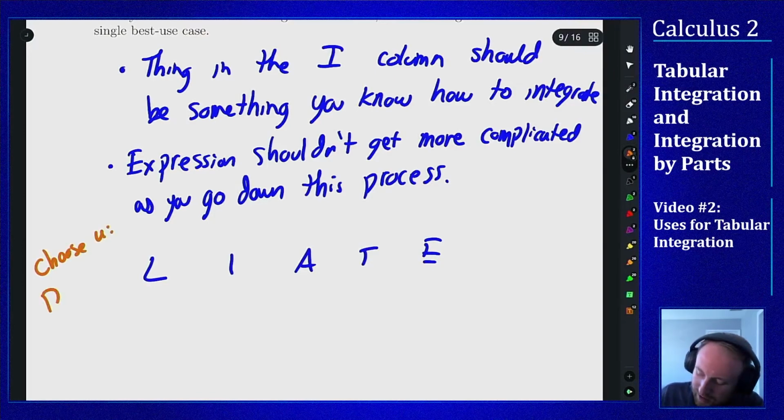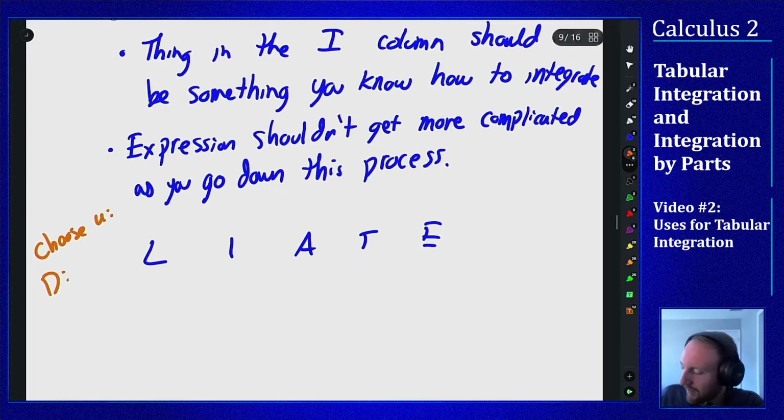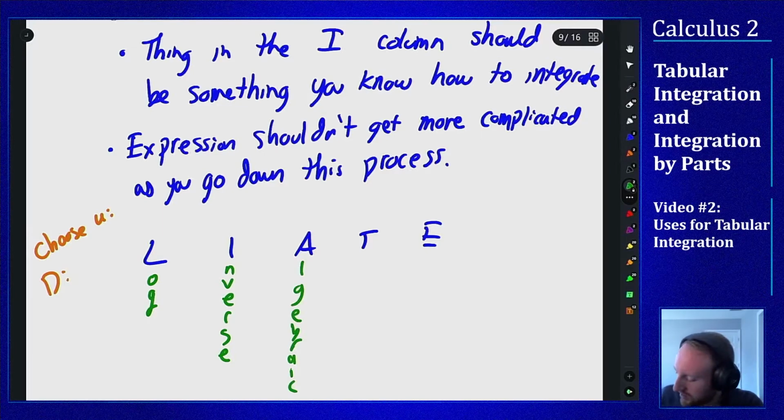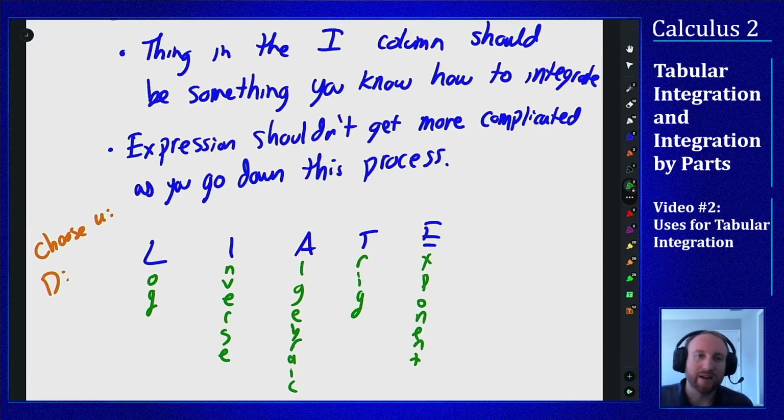In our case, this is choosing the D column. You want to pick the first thing you see on this list as the value of U, or the thing you differentiate. And these are logs, logarithms, inverse functions, algebraic or polynomial functions, trig functions, and exponential functions. The main idea is that things further to the right, so the T and the E, are generally easy to integrate. For trig, that would mean sine and cosine. Things that are easy to integrate are on the right.